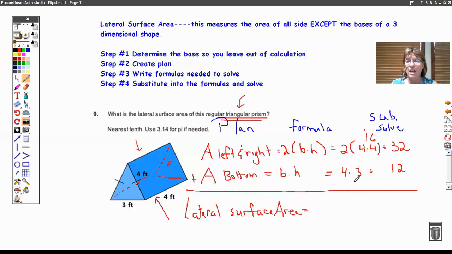And we know we're adding all of these up, so we just add them up. 2 plus 2 is 4. 3 plus 1 is 4. And so I know that that total lateral surface area is 44, and then our unit measure is feet squared. Okay? And so that is the end of this lesson.